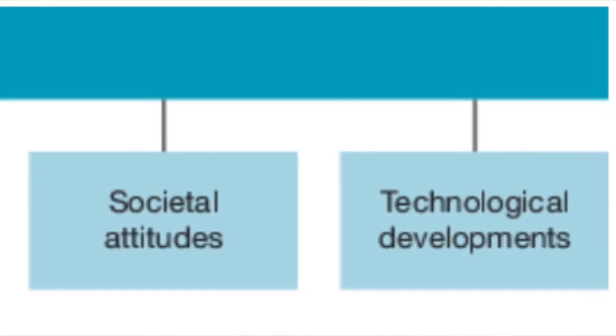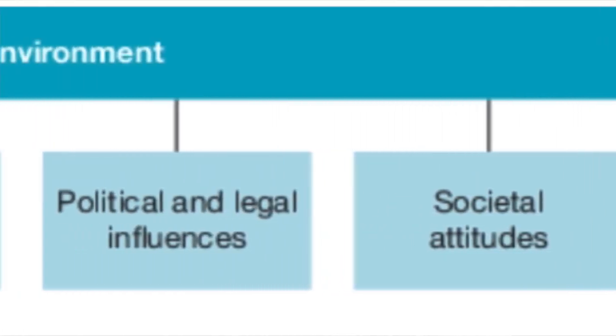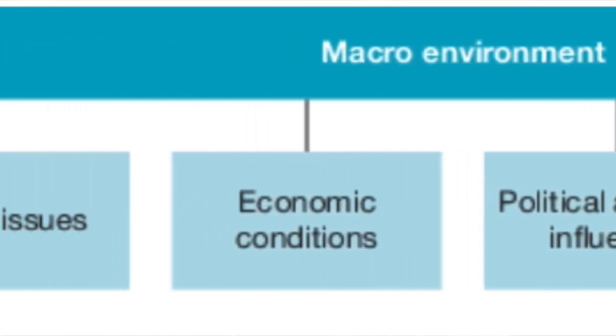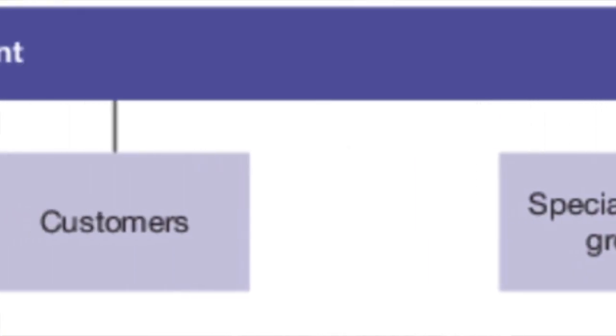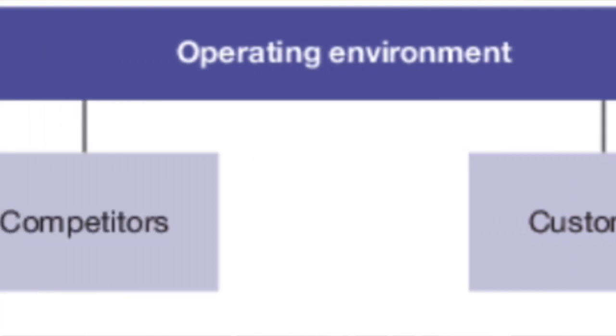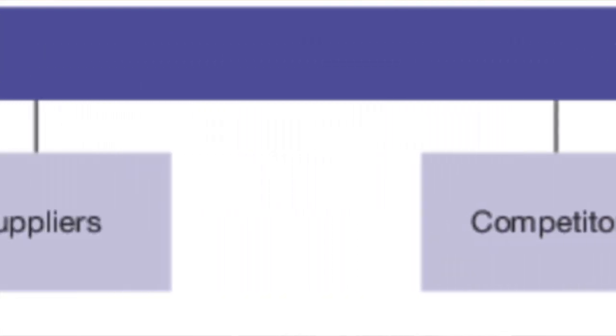The macro environment consists of factors outside the business over which the business has no control, such as legal, political, social, economic, technological, global, and corporate social responsibility factors. The operating environment consists of factors outside the business over which the business has little control and influence, including customers, competitors, suppliers, and special interest groups. The factors or groups in the operating environment are stakeholders, which the business interacts with regularly.